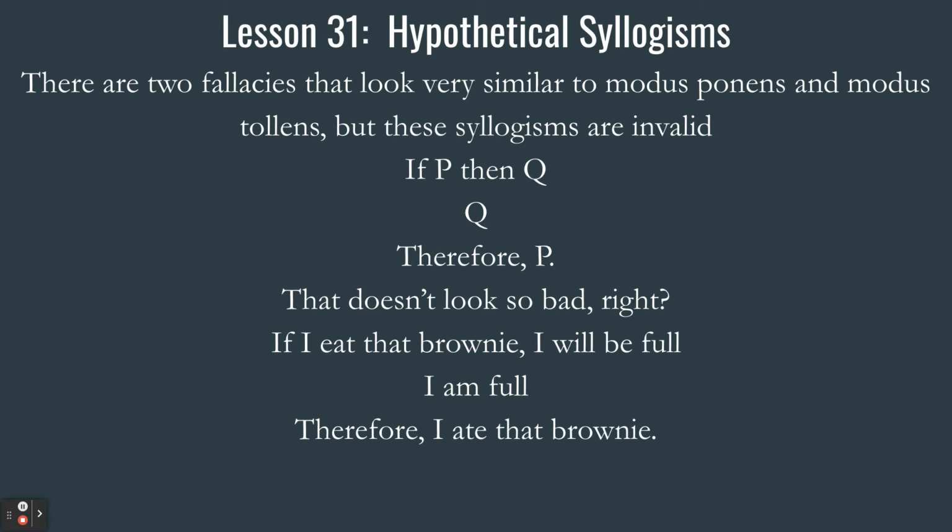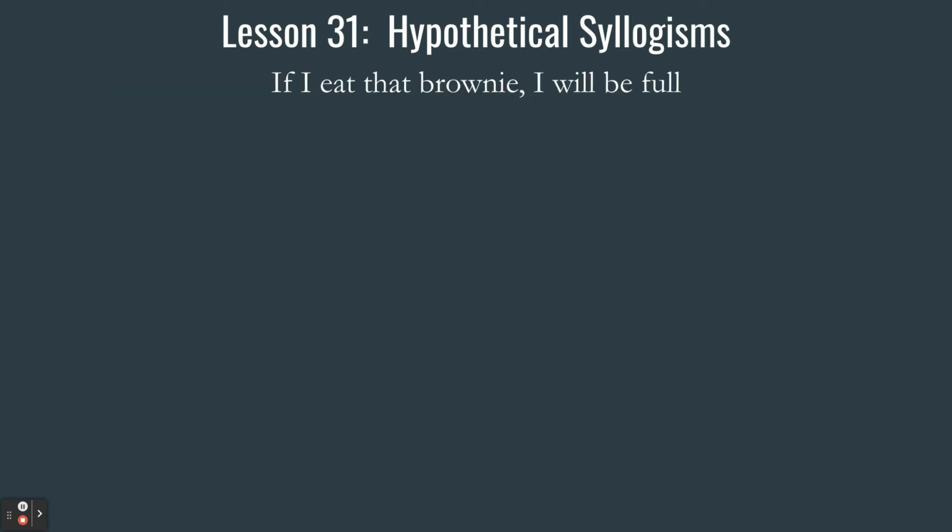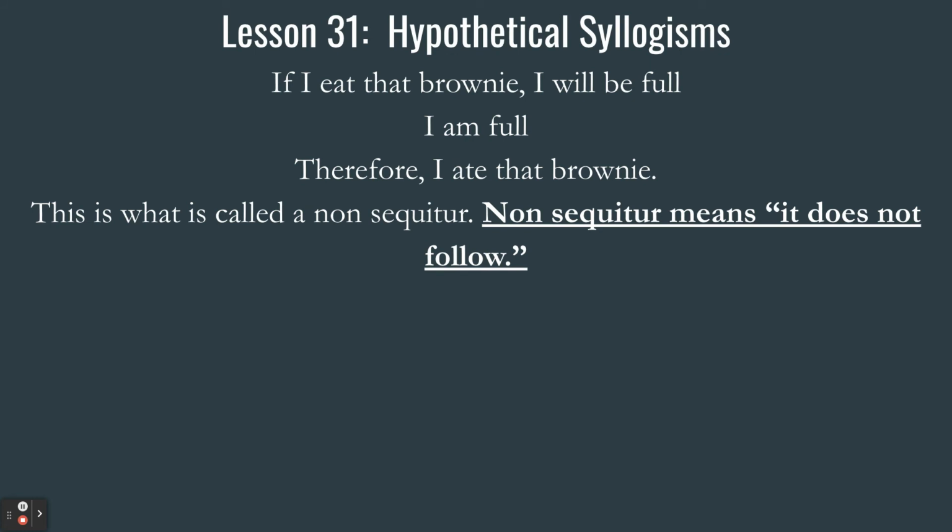There are other ways to be full. If I eat that brownie, I will be full. I am full, therefore I ate that brownie. Maybe I ate ice cream. Maybe I ate cookies. Maybe I ate pizza. Maybe I ate a salad. Probably not. But there are other things that you can eat to make you full. Therefore, this is invalid. If I eat that brownie, I will be full. I am full. Therefore, I ate that brownie. This is what's called a non sequitur.